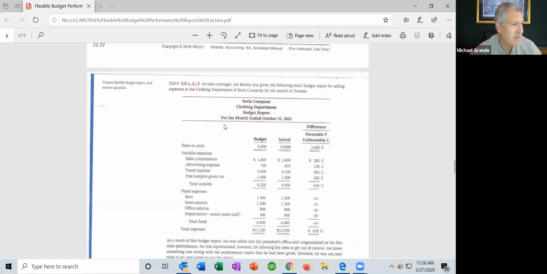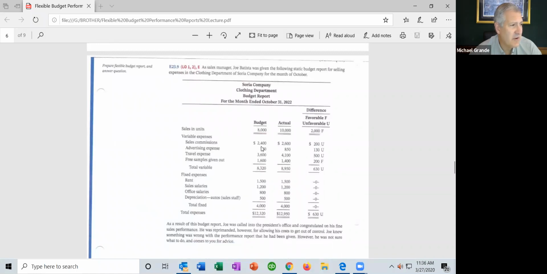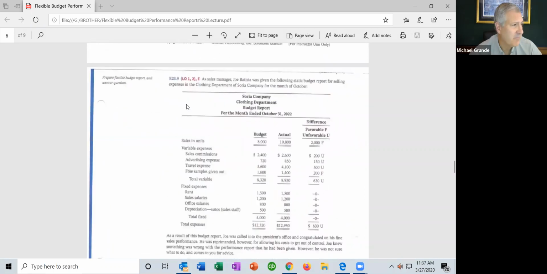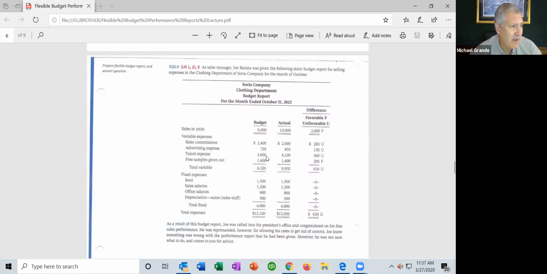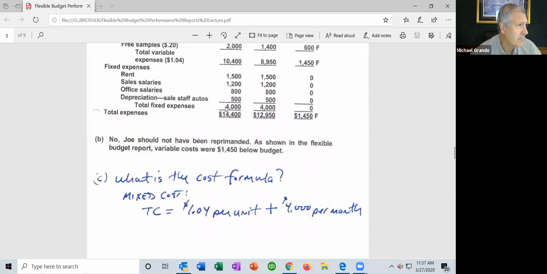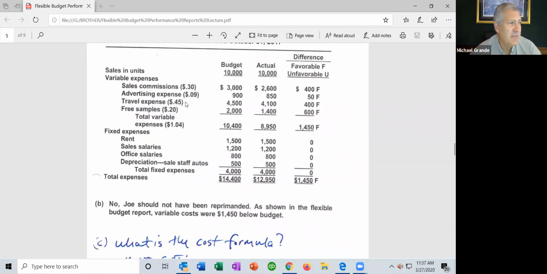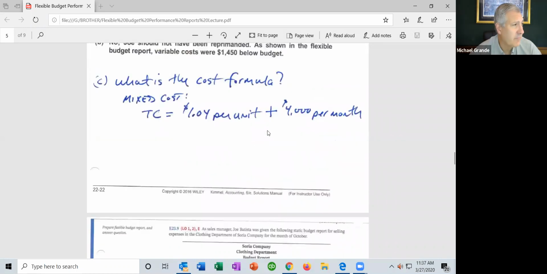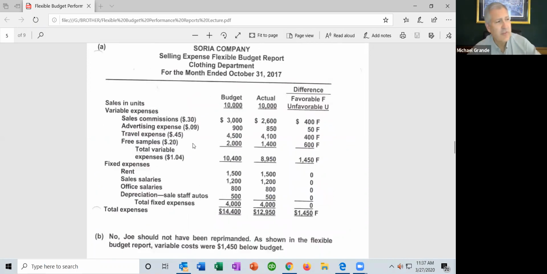What about advertising expense? The total is $720 based on 8,000 units. The variable cost per unit is 9 cents per unit. Travel expense, they came up with 45 cents. How did they get that? Travel expense was budgeted at $3,600. They estimated 8,000 units, 3,600 divided by 8,000, 45 cents a unit. And the same thing with free samples. They estimated a cost of $1,600 divided by 8,000 units, 20 cents a unit.